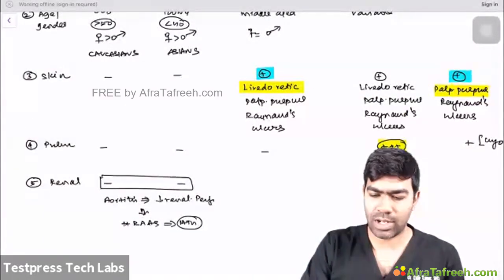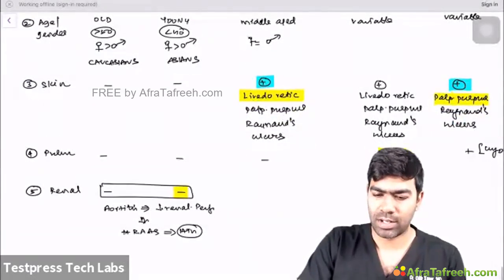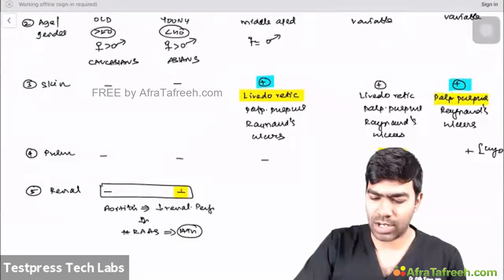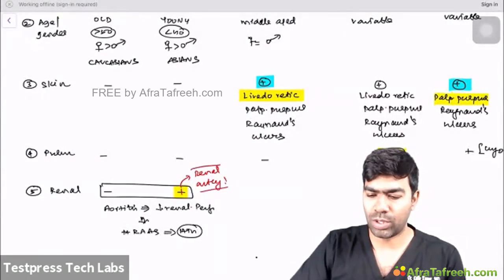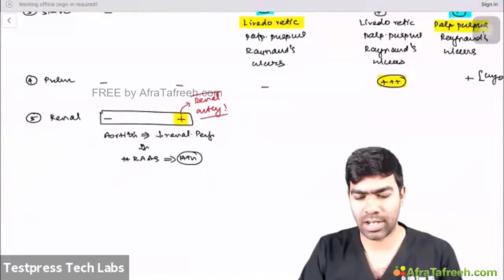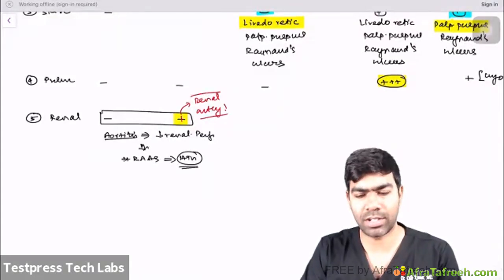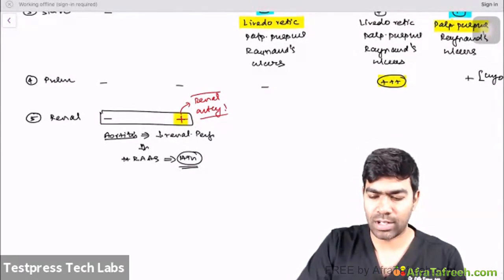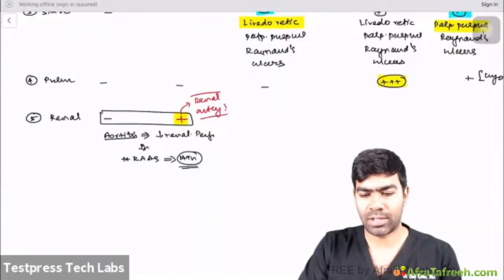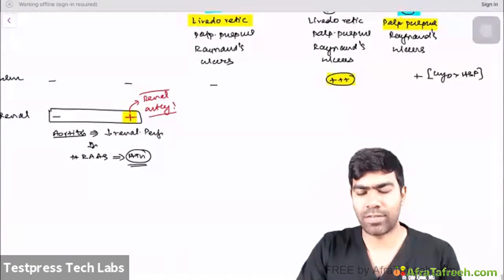Takayasu's arteritis is one entity which can have renal artery involvement, even though direct renal involvement is not typical. Nevertheless, both these disorders, Takayasu's as well as giant cell arteritis, can produce aortitis. Because of that, they can produce reduced renal perfusion and hypertension. But Takayasu's arteritis can sometimes directly involve the renal artery and result in hypertension. So that's one small difference.